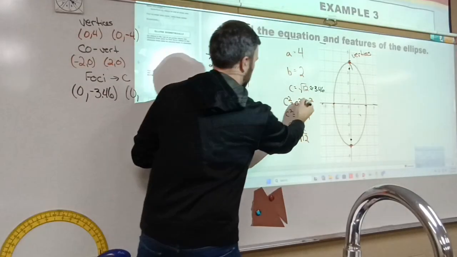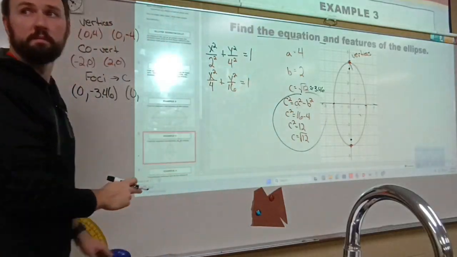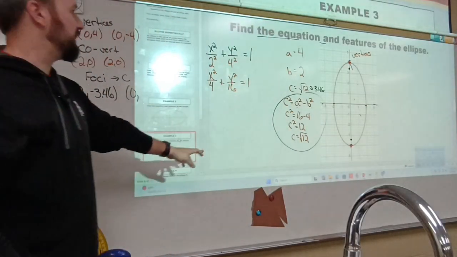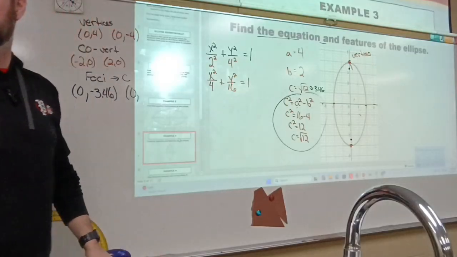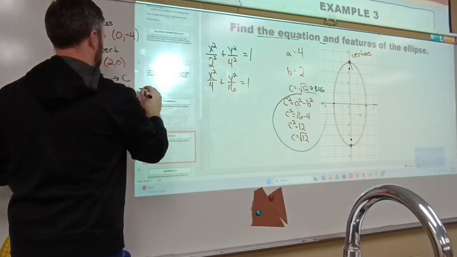I did this: A squared minus B squared, 16 minus 4. And that formula is given to you, right? It's on your paper. It's also on the bottom of this sheet. Like I said, this sheet is actually really beneficial for these because it gives you the two different sizes.